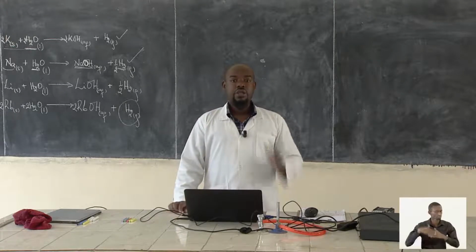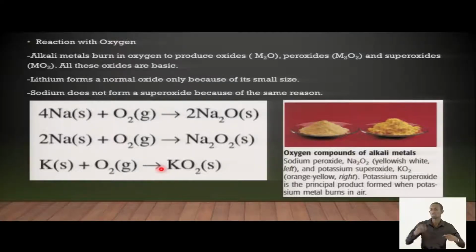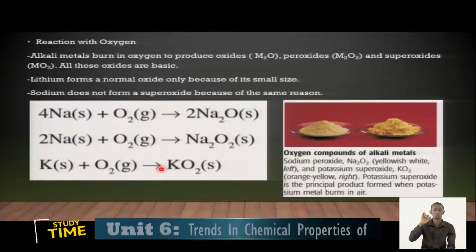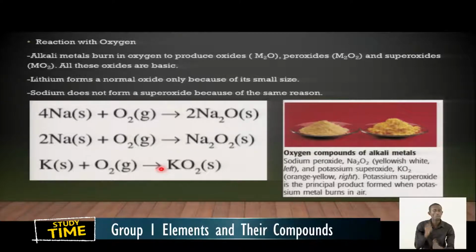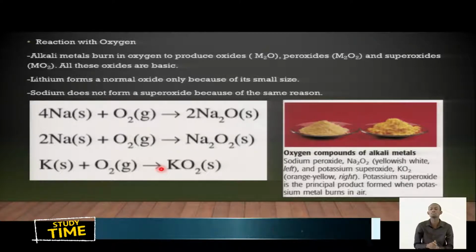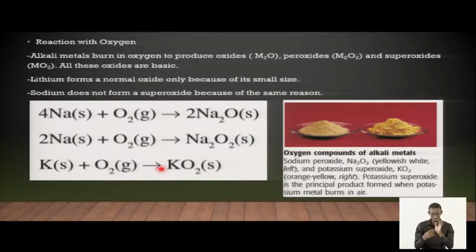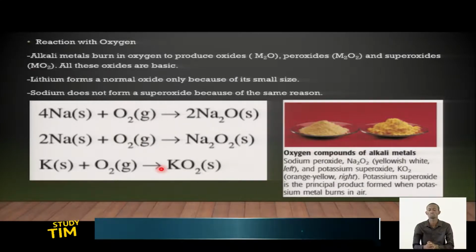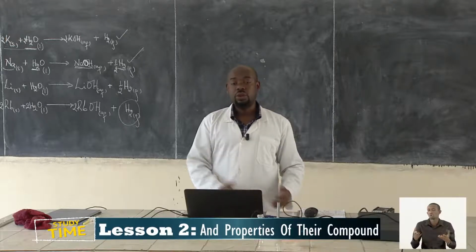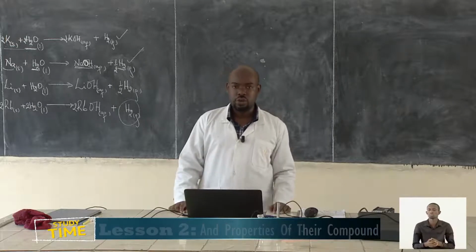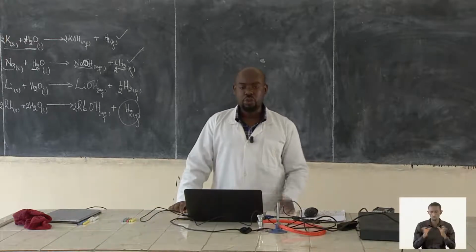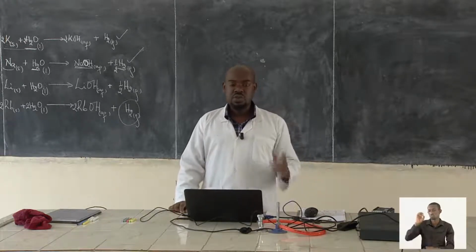Next, these elements react with oxygen. I hope you remember that. You remember the flame test or the flame color I showed you by burning sodium. Do you remember the yellow flame of sodium when it burns? And the white, very bright flame of magnesium. So these elements, either the group 1 elements or group 2 elements, but today we are focusing on group 1 elements, they react with oxygen to produce different types of oxides.